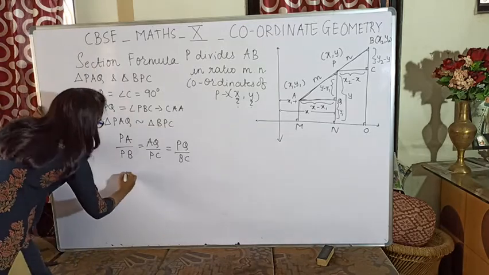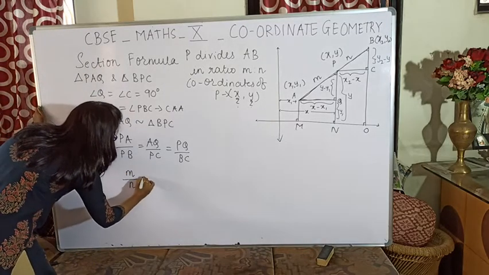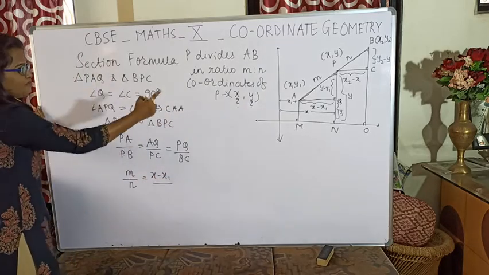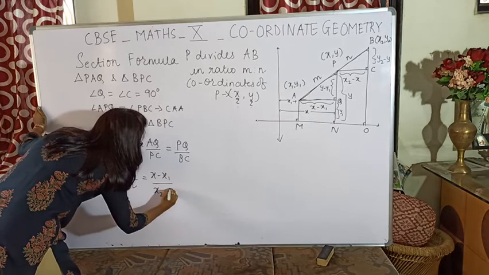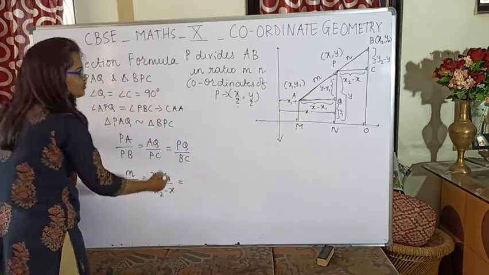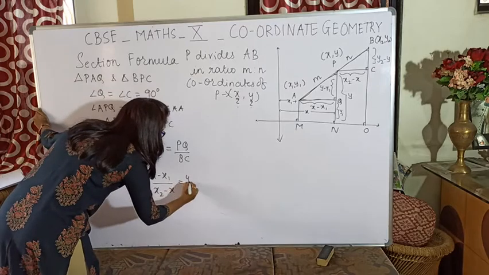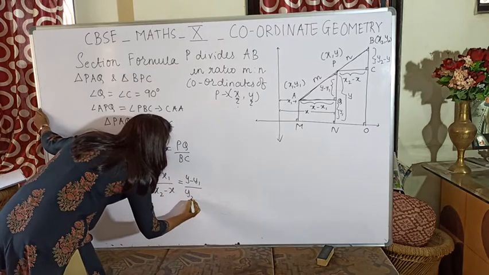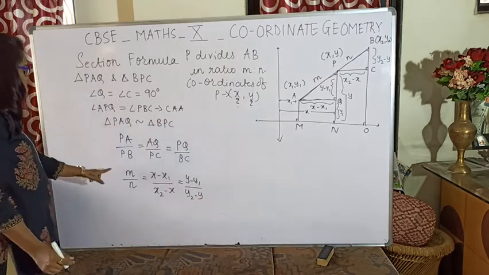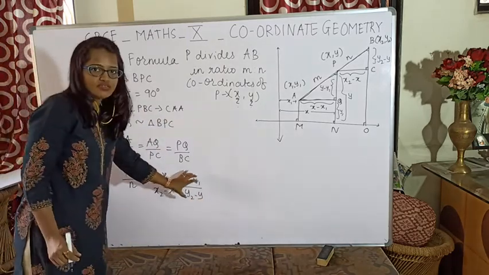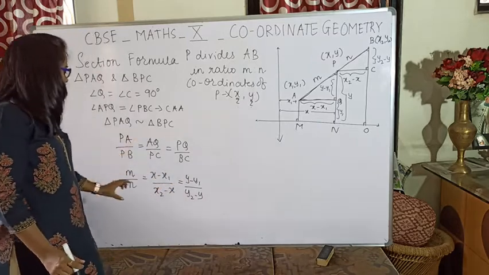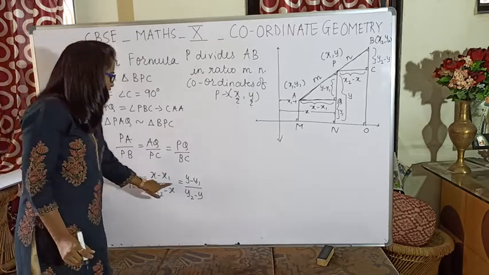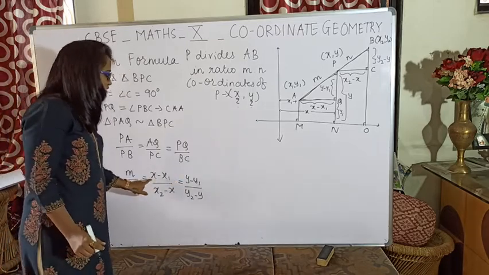Just put it back. PA is my m, PB is my n, AQ is my x minus x1, whereas PC is my x2 minus x. What is my PQ? PQ is my y minus y1, and my BC is my y2 minus y. Okay, so now you have got one relation between the lengths, and from this, can I find the value of x and y? Yes, because I have got the variables x and y present here.